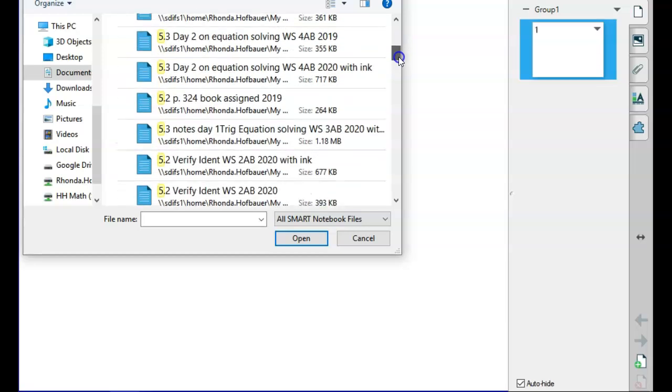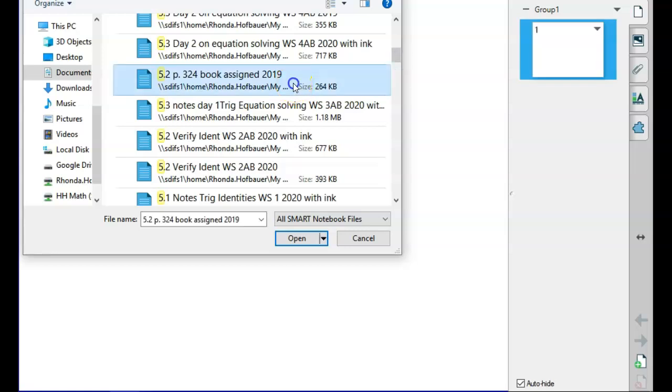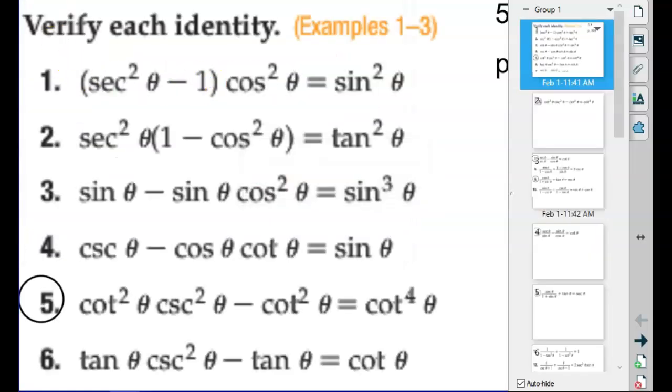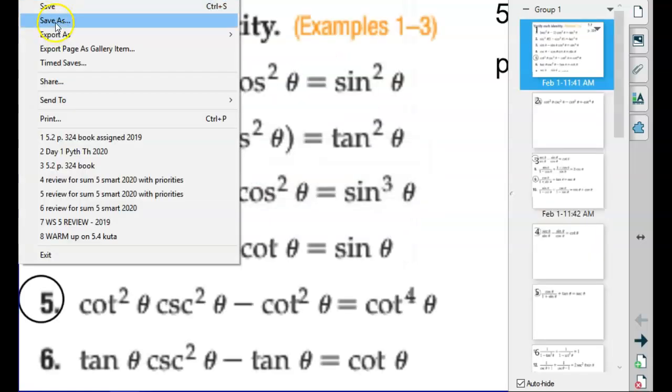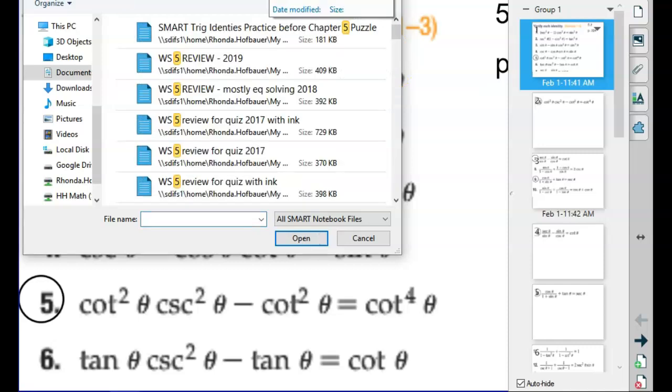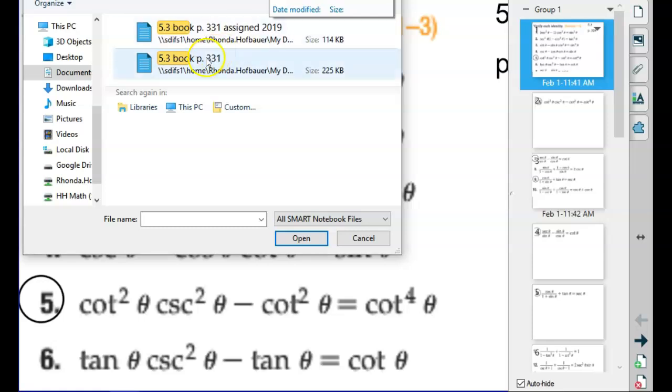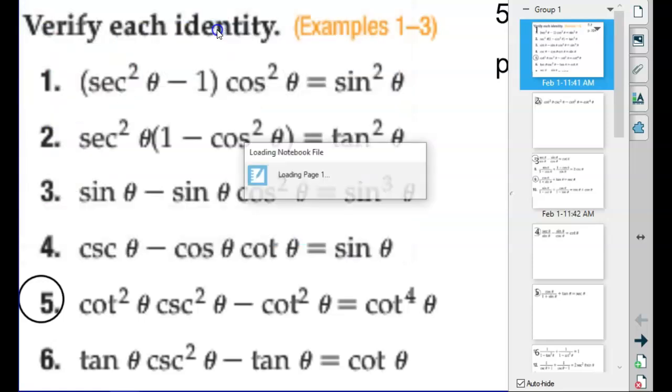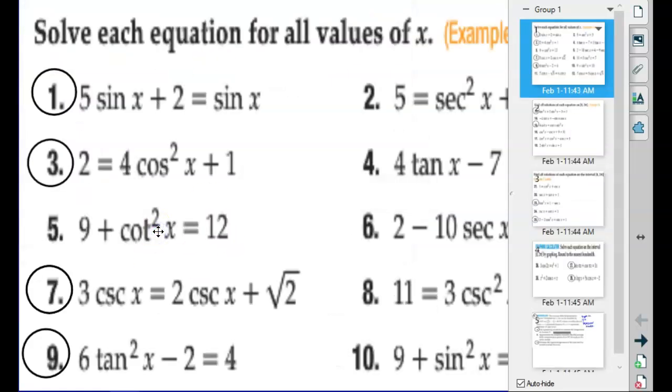Come on, bookwork on 5.3, there we go. Oh, that was 5.2, darn it. I clicked on the wrong one. There we go.